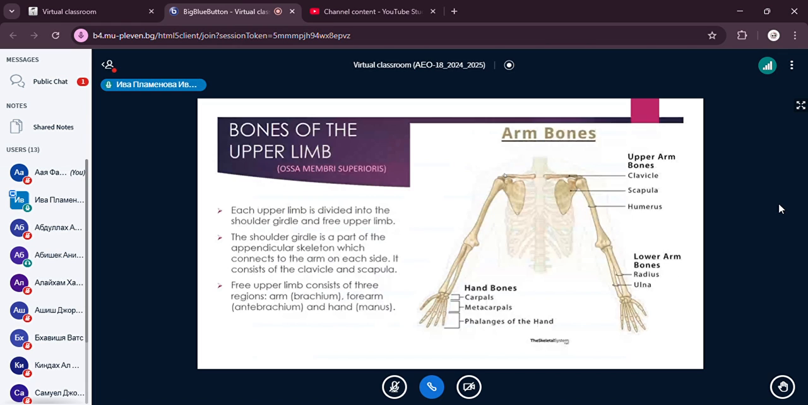And because we have time, I want to start with the bones of the upper limb. If you don't have questions, I will continue with the bones of the upper limb.